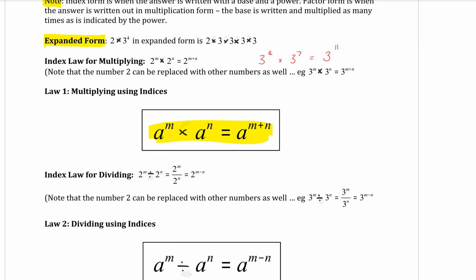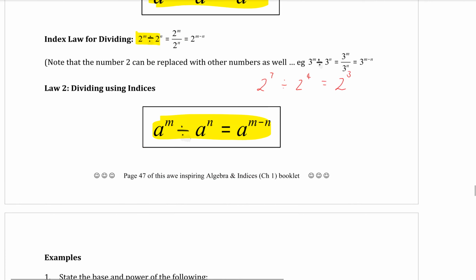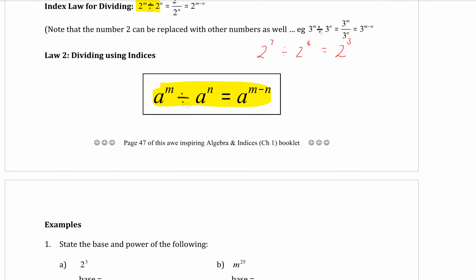The second index law is to divide. If I am dividing things, again, they have to have the same base, then I'm going to subtract the powers. And that is easily seen here in this box. And I'll give you an example. So if I went 2 to the power of 7, divide by 2 to the power of 4, the base number stays the same, 2, and I just subtract. 7 minus 4 is 3. So they are the 2 laws that we're learning today, 2 index laws.